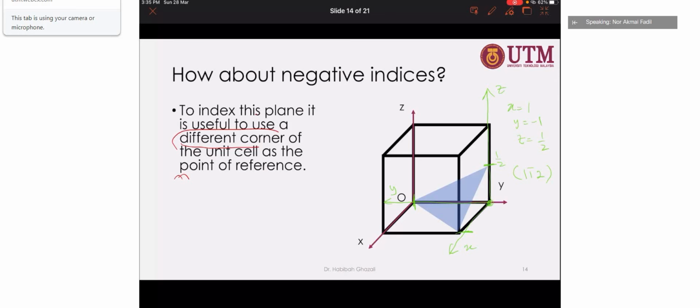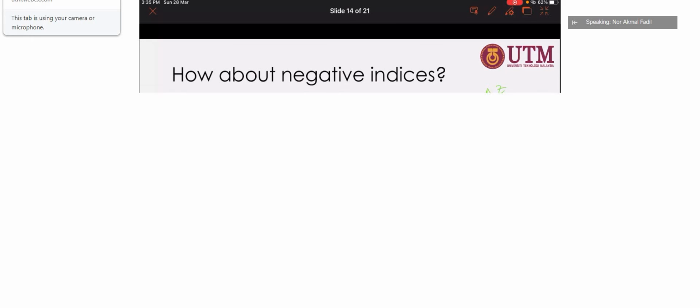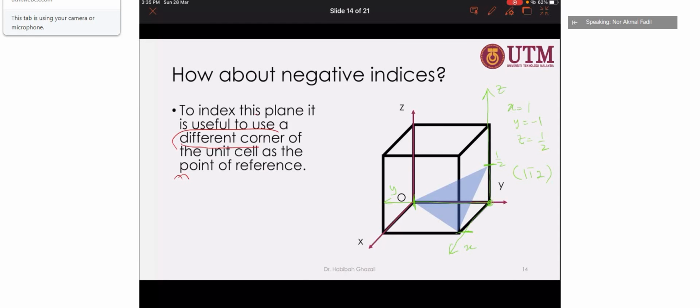Remember, for the negative, we write a bar on top of the number for the lattice constant at the respective axis. So like this. Now, can you understand, or do you still not understand? Is that okay? Clear with you? Okay, clear. All right. Good.